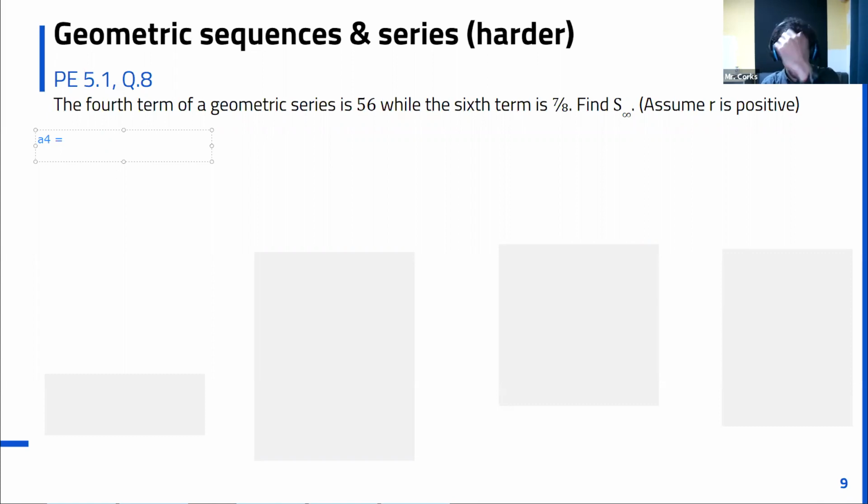So we have the fourth term is 56. We have the sixth term is 7 over 8. So we have to do something with these and make some kind of equation. Just make 2 equations for A1. Okay, tell me what the equations would be. The first one would be A1 equals 56 over R exponent 4. Second one is 7 over 8 over R exponent 6. And then you just equate both of them together and then find R. Okay.